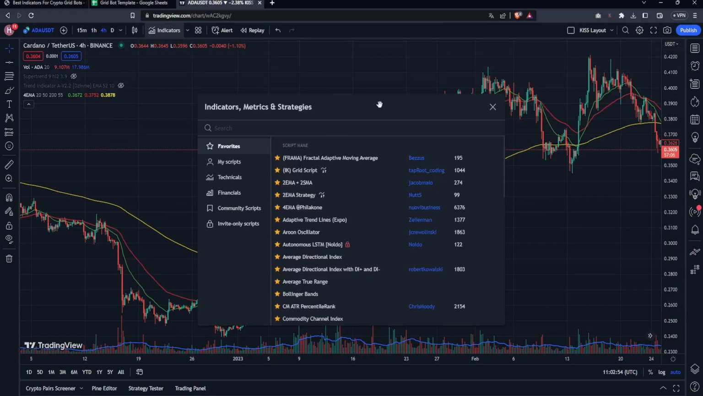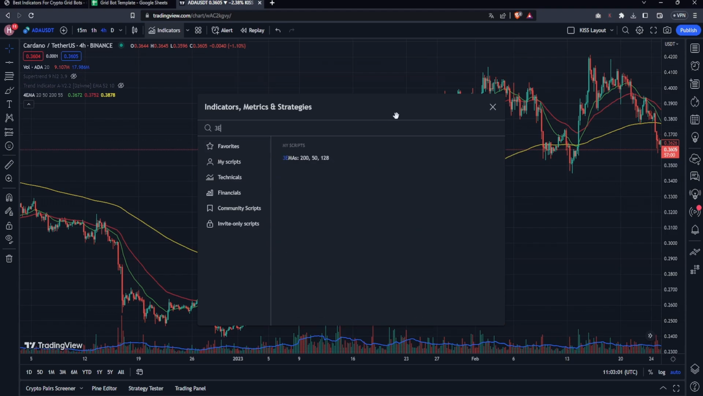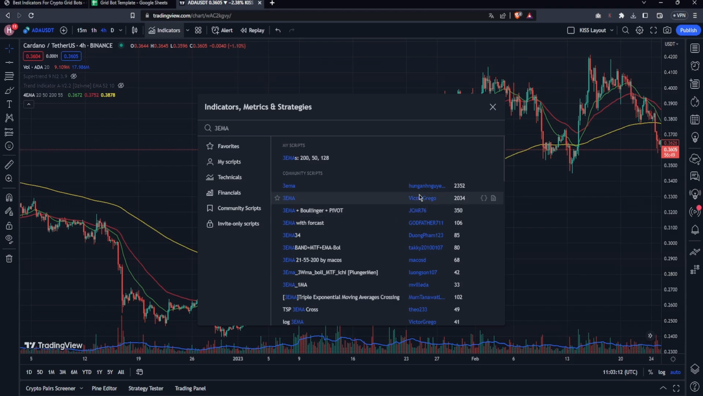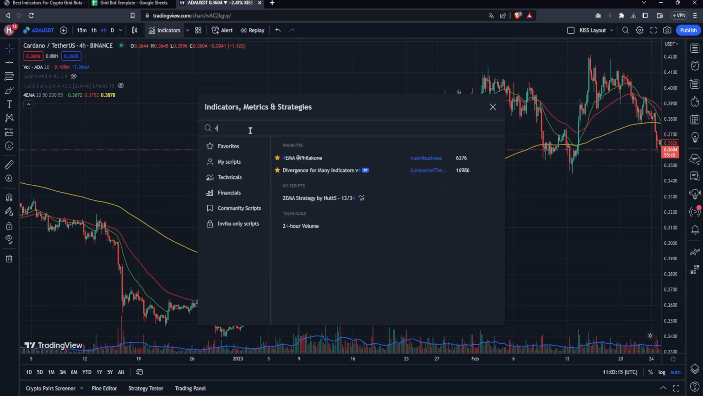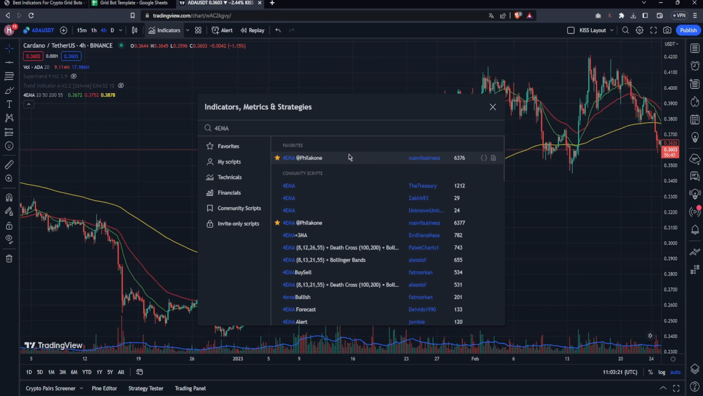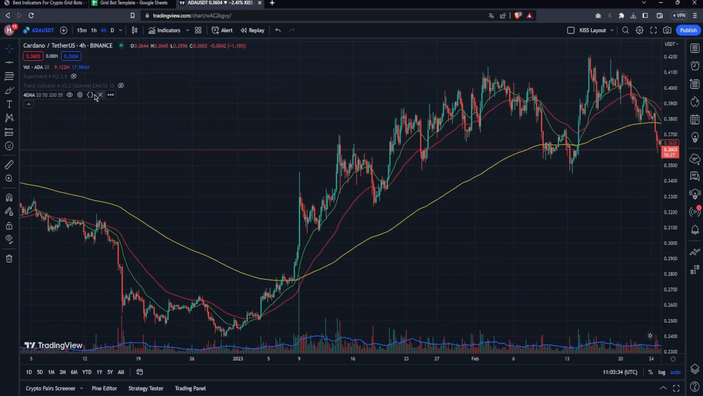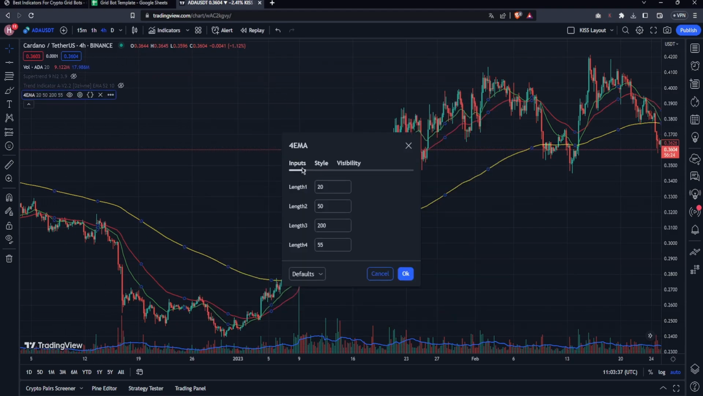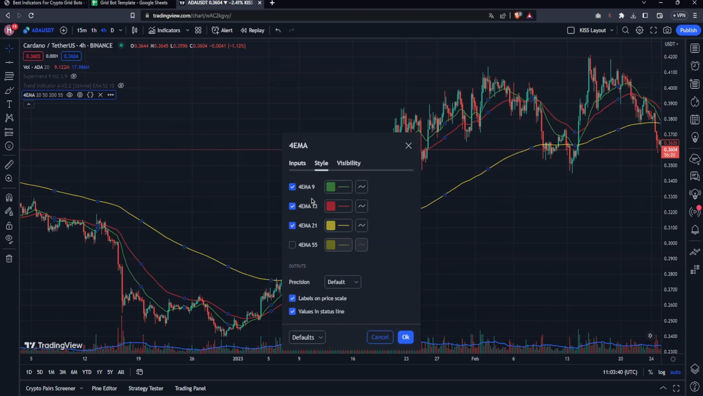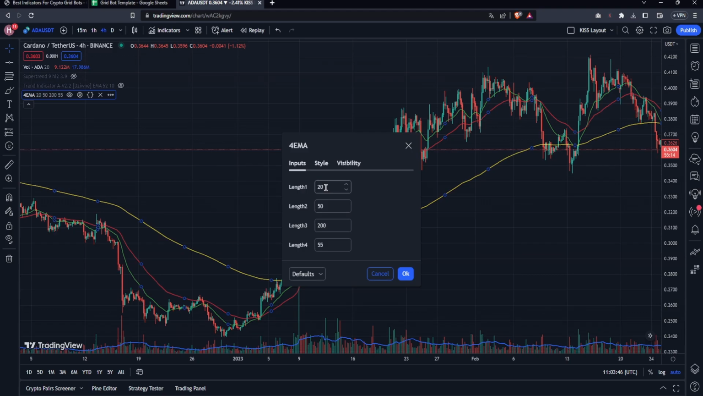To add multiple MAs or SMAs, you can start typing 3 EMA, and then you have multiple ones you can use. You can also use 4 EMA, and sometimes I use this one, or you can also use, for example, 2 EMA more 2 SMA. So here I'm using the 4 EMA, but if I open up the settings on the inputs, I'm only using the first, second, and third. So I'm using a 20 EMA, a 50 EMA, and a 200 EMA, and this one does not apply because I disable it.